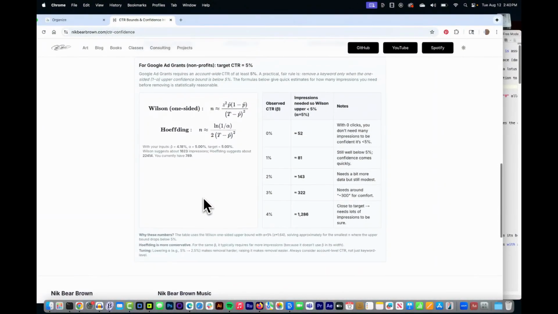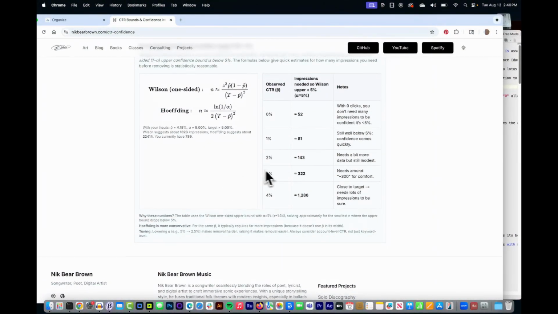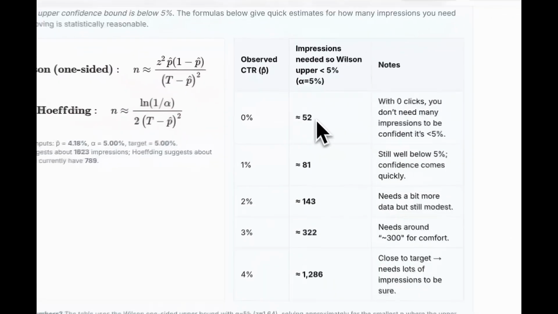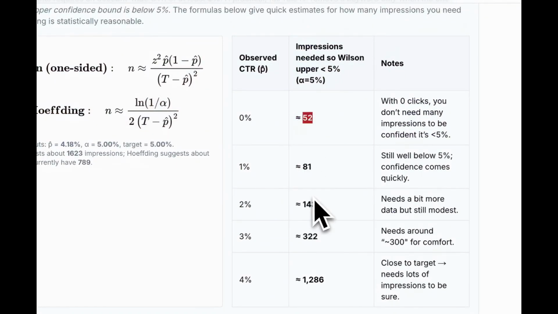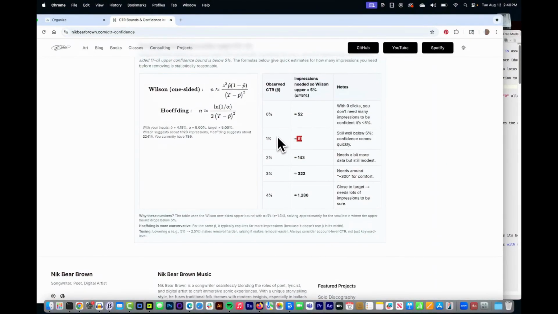I have some details on the math here. For example, another thing to point out here is if it's very poor, like you're not getting any clicks, you can remove it pretty quickly, like only after 50 tries. If you're getting a little bit, 1%, it'll take you around 80 samples, 80 tries, to get reasonable evidence that this is poor. So the further away it is from 5%, the more confidently, that is, the fewer samples you need to say, well, it's not 5%. It's not greater than 5%.